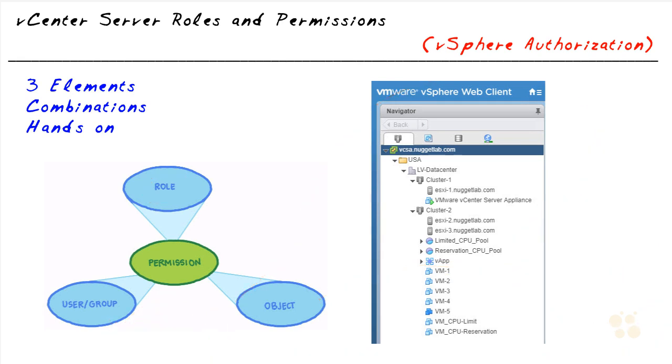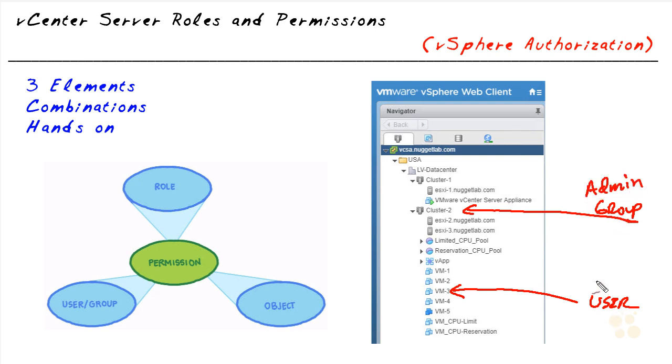Let's do another combination. Let's imagine that Nuggin is a member of a group that's been assigned some permissions here as a group member to the object cluster 2 and different permissions as a user down to, let's say, VM3. And for the role, let's say it's admin up here. And for the user, let's imagine it's read-only at VM3.